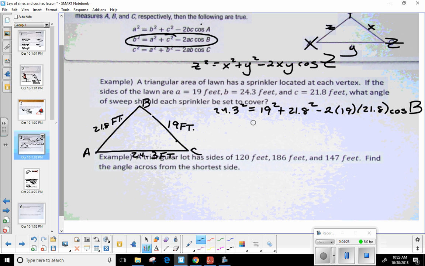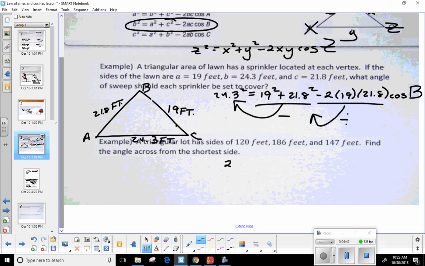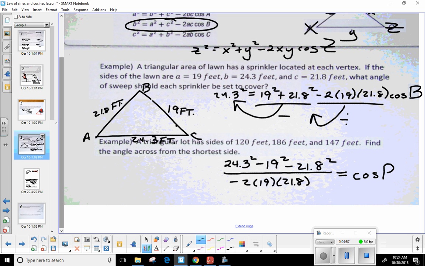The 2 individual terms, we're going to go ahead and subtract those over. Once we've done that, that product coefficient we have for cosine, I'm going to go ahead and divide by that. So we should have this: 24.3 squared minus 19 squared minus 21.8 squared, all divided by negative 2 times 19 times 21.8, and that should equal the cosine of B. Is that where we got to yesterday? Okay, good.